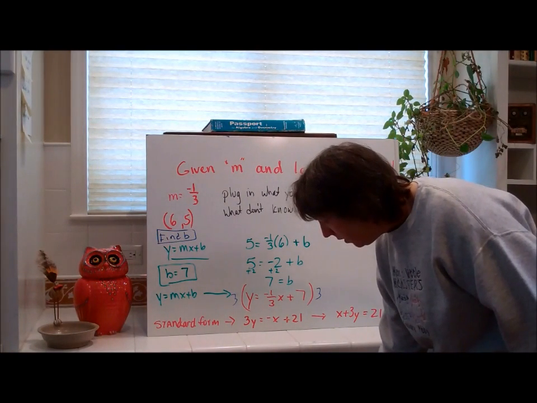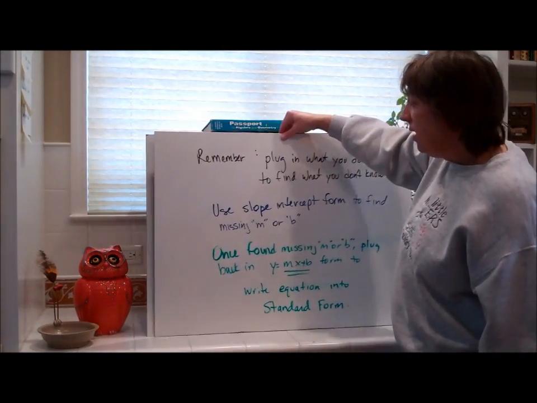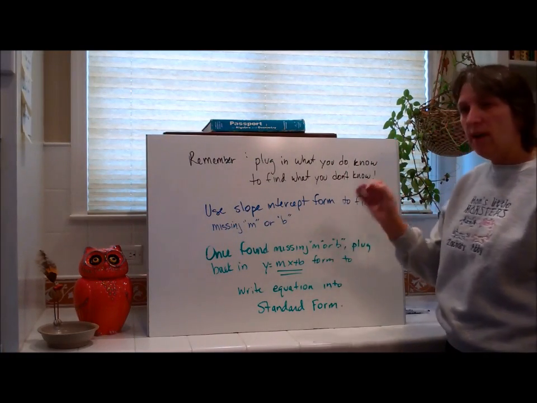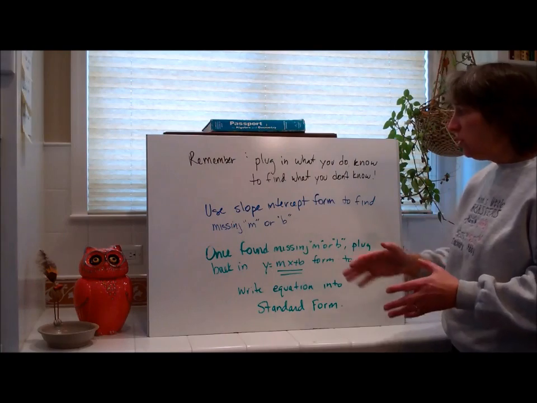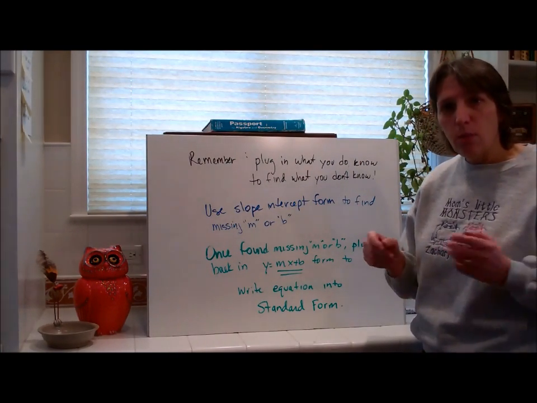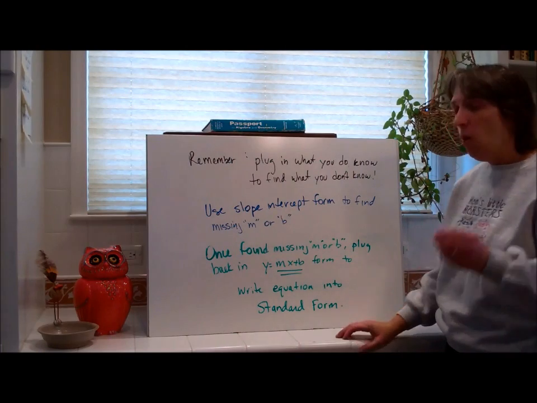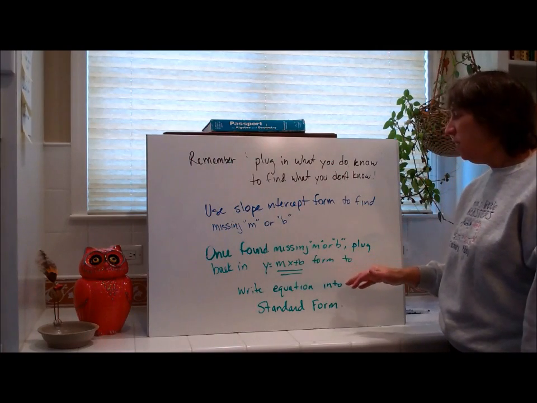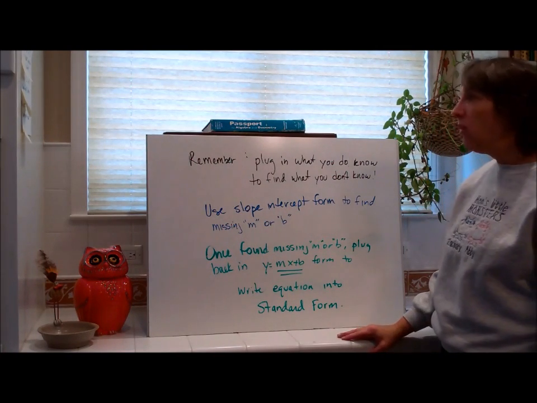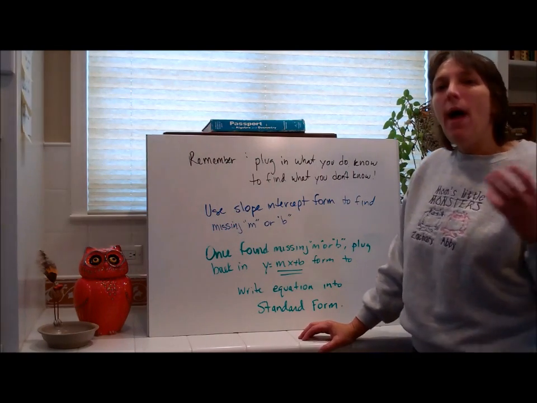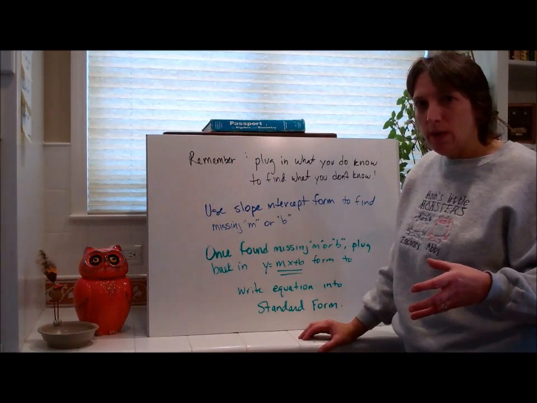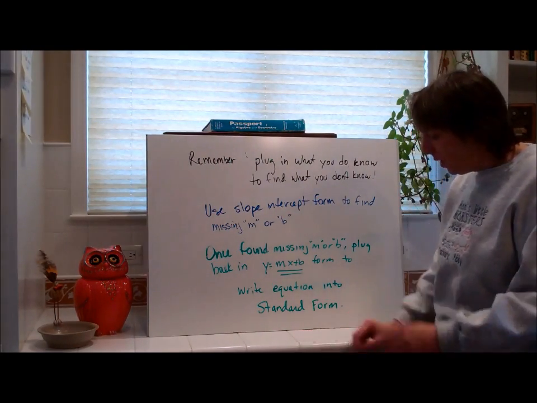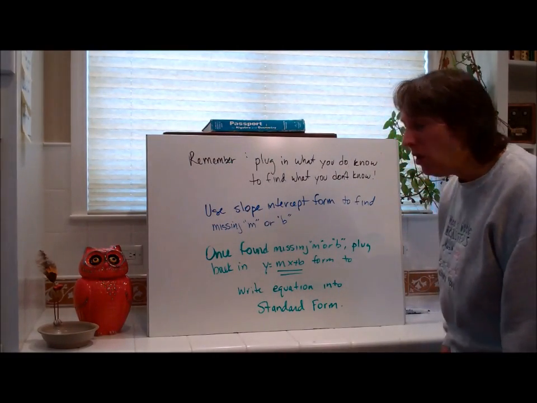Now remember, there's a couple things when you're given this type of information to write an equation of a line. You want to remember to plug in what you do know to find out what you don't know. And you're going to use slope-intercept form, y equals mx plus b, to find the missing slope or the missing y-intercept, which is m or b. Once you have found the missing slope or the y-intercept, then you're going to plug it back into the slope-intercept formula, y equals mx plus b, so that you can write a standard form of the equation. Okay. Those are the things that you need to take away from this lesson.